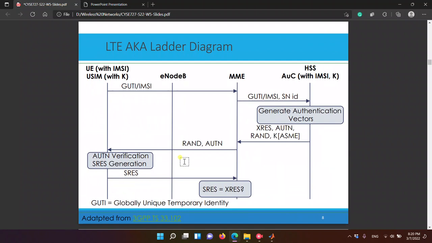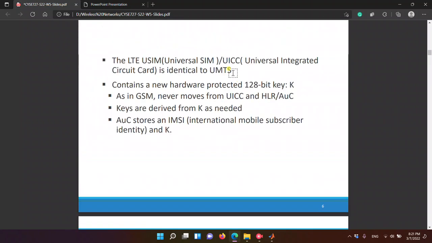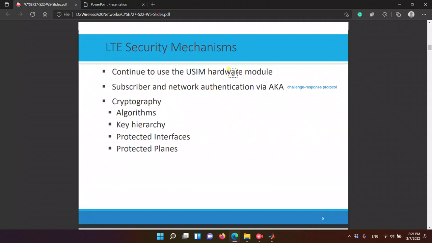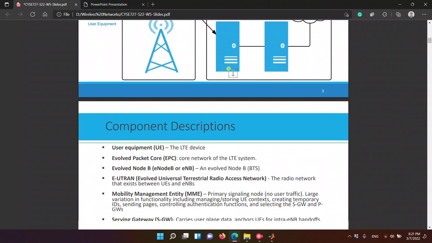First of all, the ladder diagram. So the vertical lines are the mobile, the user, and it is connecting to, what did we say, this MME.